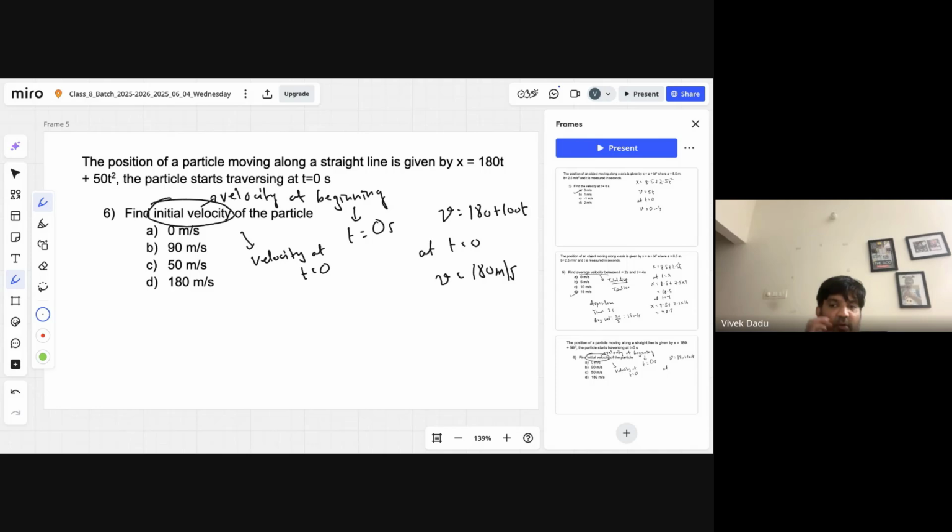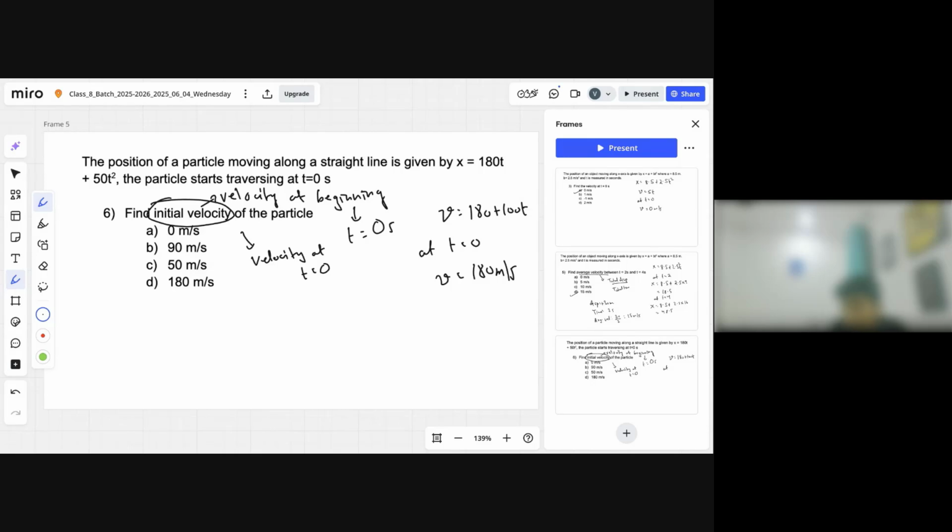So Rudransh is asking 12th, before 12th. So 7th. Hmm? 7th one.